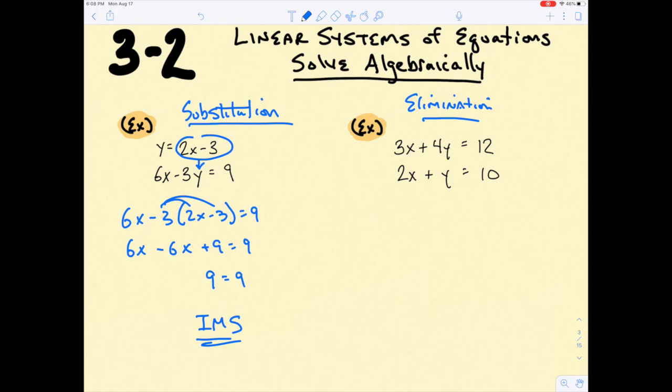Let's check out this other one and see if we get a similar interesting result or if we get an actual result, a result like an ordered pair. Infinitely many solutions is a result, but let's see.